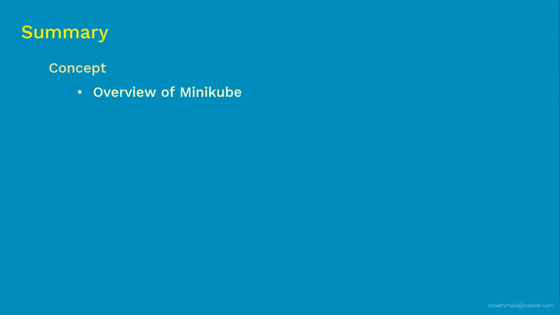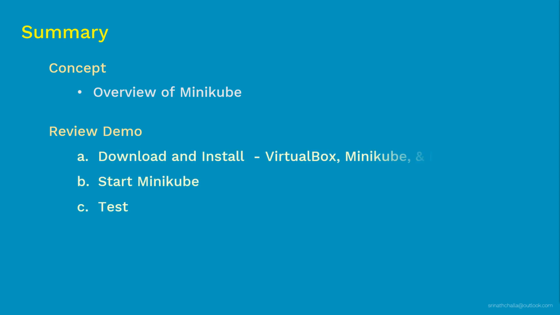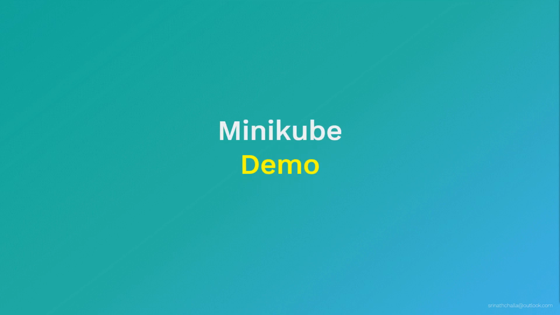But we never had to deal with installing and configuring Kubernetes anywhere, because that was taken care of by Minikube. Coming to the second part, we reviewed the demo. First, we downloaded all three required software apps for this demo: VirtualBox, Minikube, and kubectl. Then we started Minikube. And finally, to test, we deployed a sample application to make sure everything is working as per expectations. And it did work. That's all about Minikube, and coming up next, the actual demo of Minikube, where we will perform the exact steps that we just discussed in the review demo section.